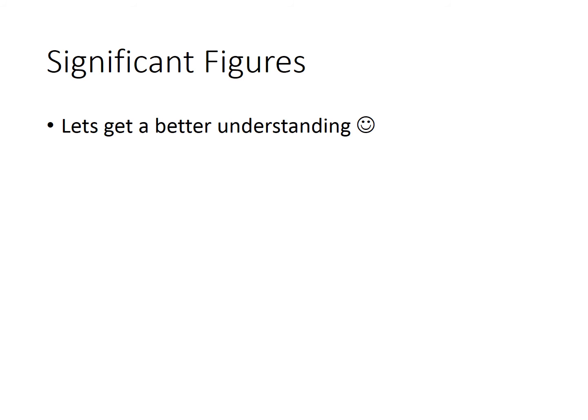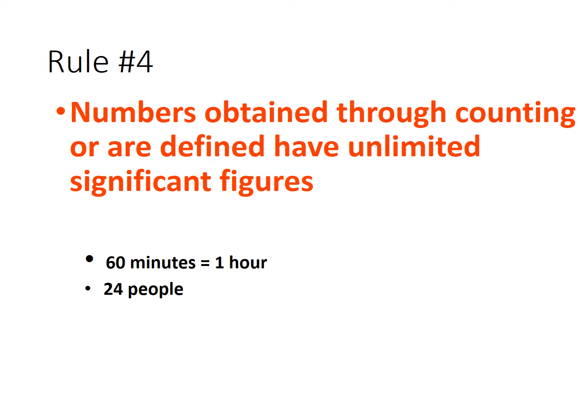Let's talk about rule number 4 for just a minute. Rule number 4 only applies when we're doing math with numbers. When we're doing math with numbers, we need to recognize that defined unit conversions have unlimited significant figures. We also need to recognize that counting numbers or items that are actually physically counted also have unlimited significant figures.